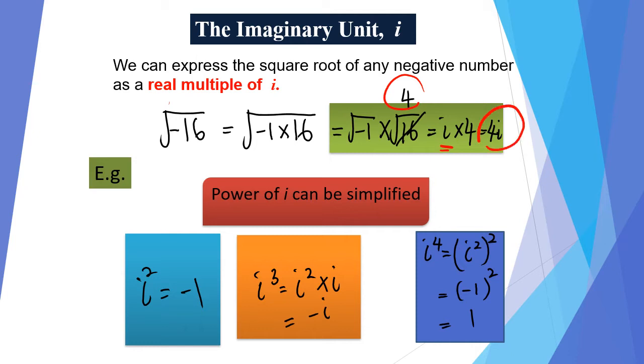Okay, and for powers of i, we can simplify: i squared equal to -1, i to the power of 3 equal to i squared multiplied with i, which is -i. And i to the power of 4 is equal to i squared to the power of 2, which is -1 squared, so we get 1 as i to the power of 4.